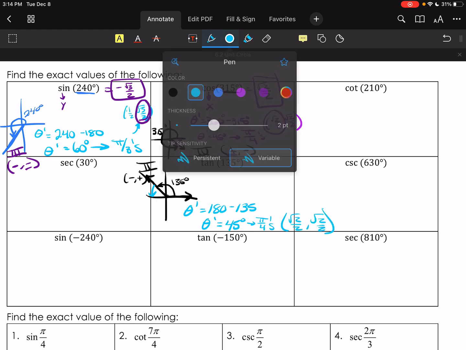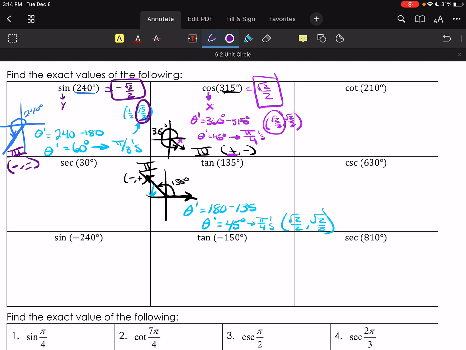This time I'm looking at tangent though. And tangent is sine over cosine, so y over x. So I'm in quadrant 2. X is going to be negative, y is going to be positive. So the square root of 2 over 2, that's the y, all over negative square root of 2 over 2.